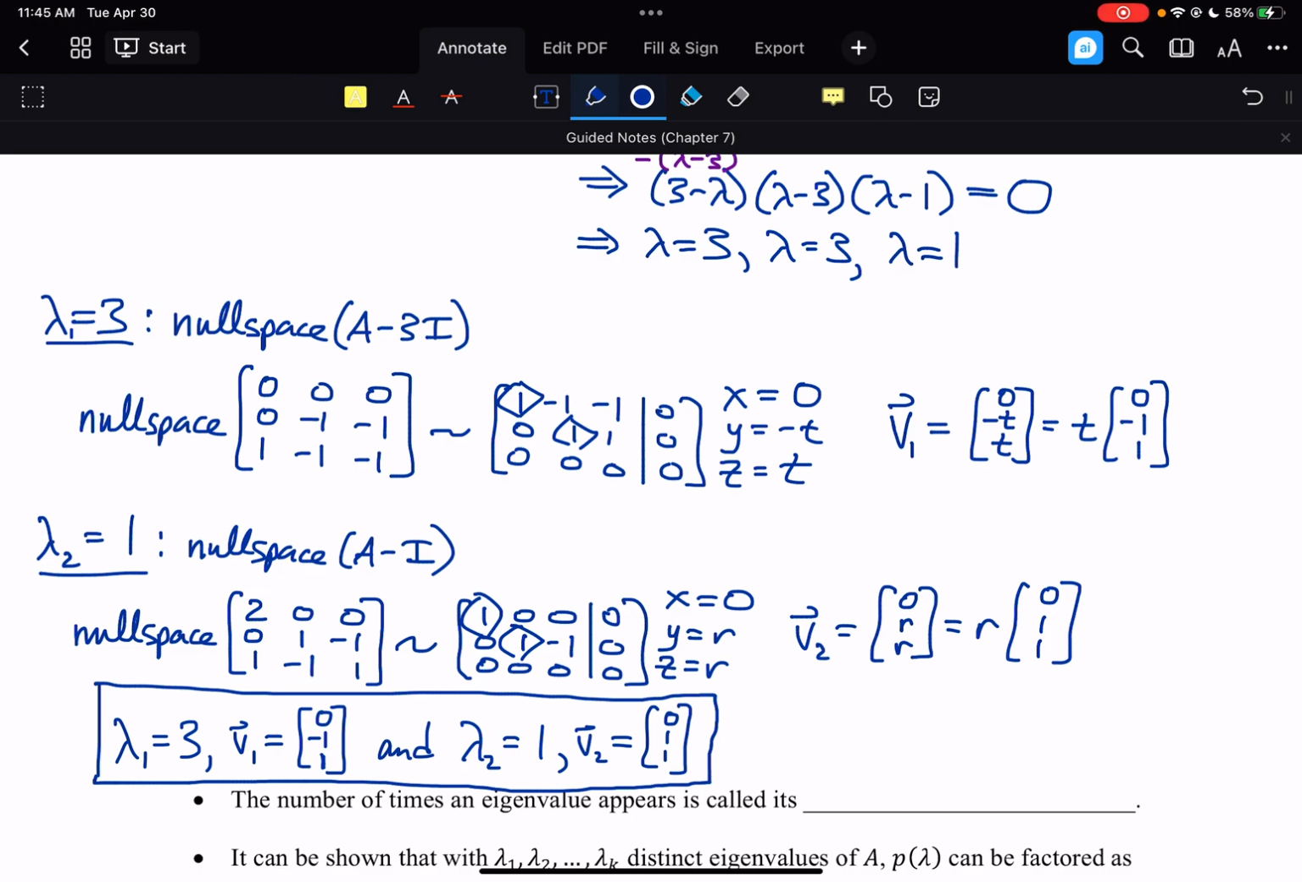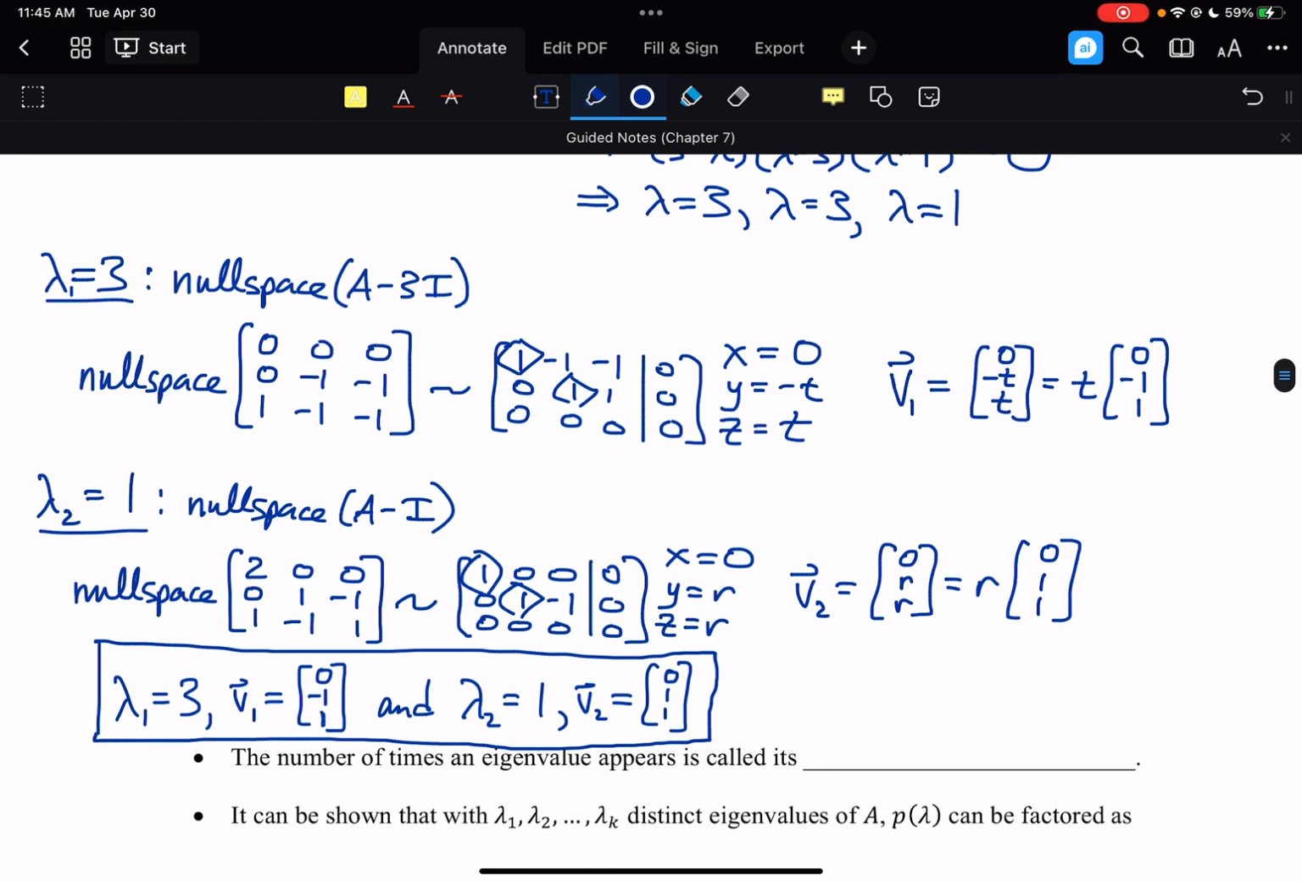We're going to talk more about the implications of that and what exactly that means later on in this section, and then particularly in the next sections as well. But the number of times that the eigenvalue appears is called its multiplicity. So in this example here, we would say we have lambda equals 3 with multiplicity 2. That would be how we would describe that.